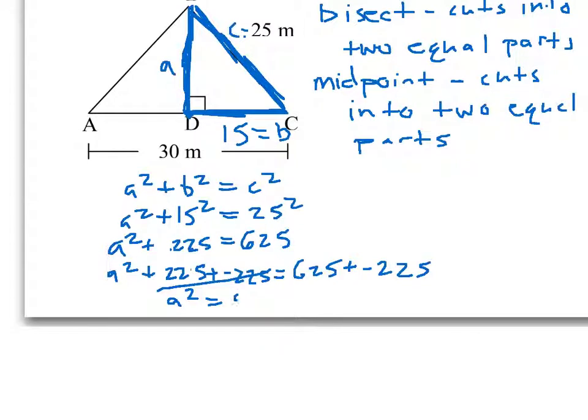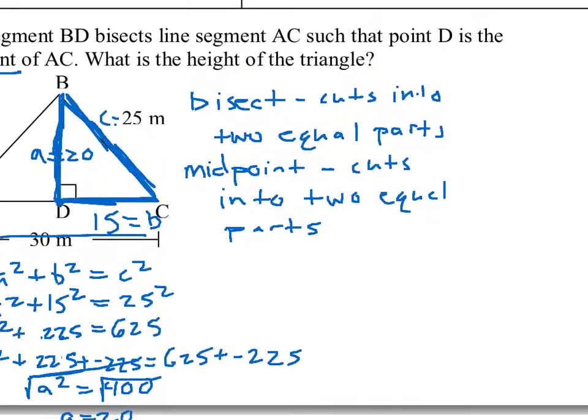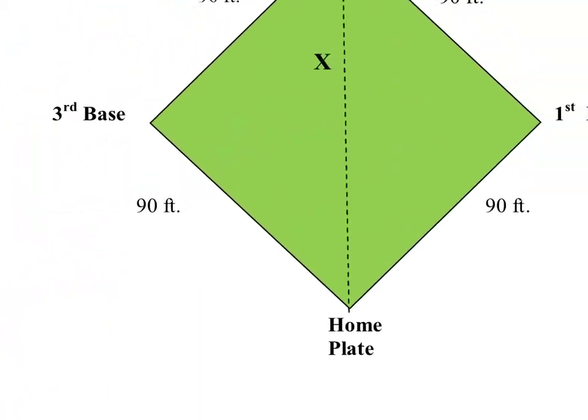A squared equals 400. Take the square root of both sides. A is equal to 20. So we know the height of this is 20. At this point, if I wanted to, I could find the area of this triangle by multiplying the base times the height that we just found. But it doesn't ask me to do that, so I'm not going to do that.